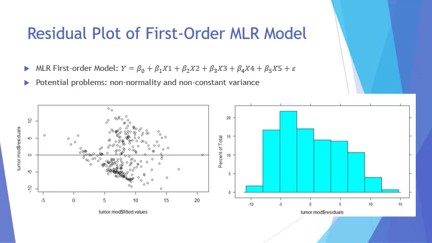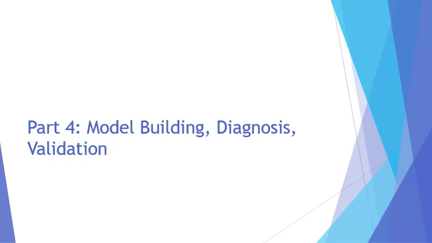The histogram for the residuals also shows that the residual errors are slightly skewed to the left. Thus, other potential problems that may arise are non-normality and non-constant variances. I will now move on to my model building and diagnostics process.